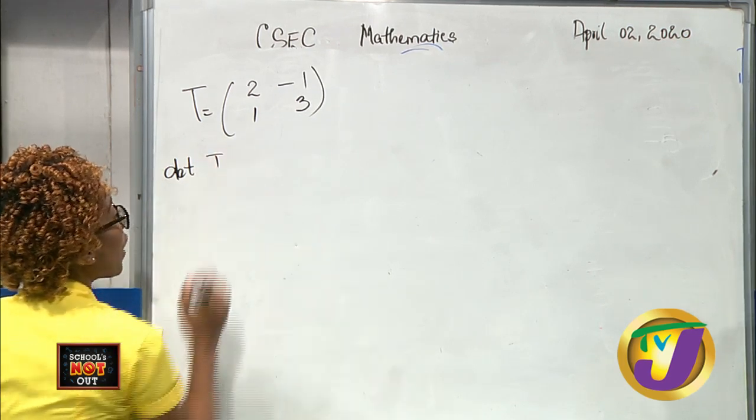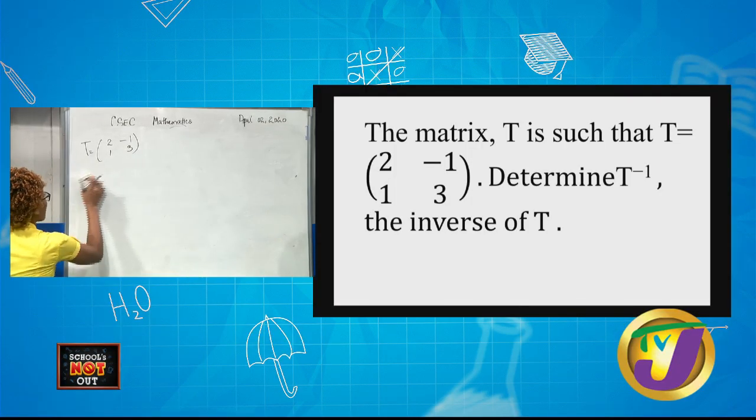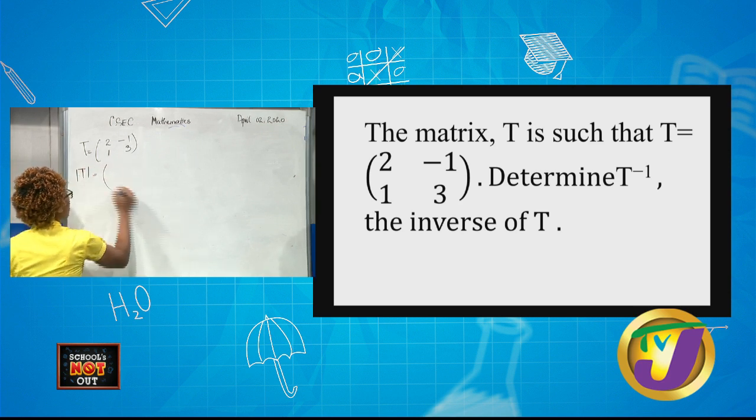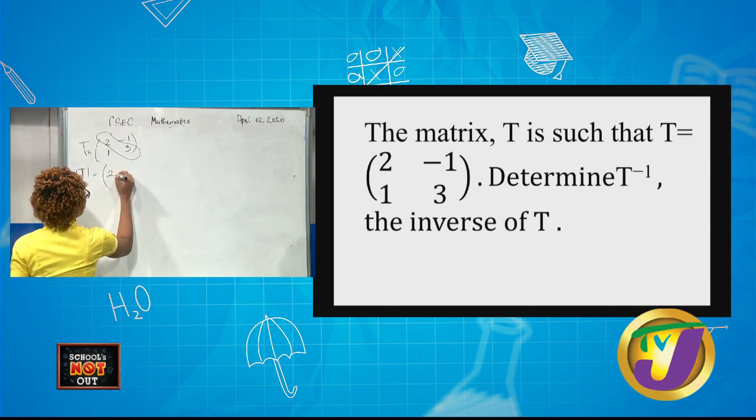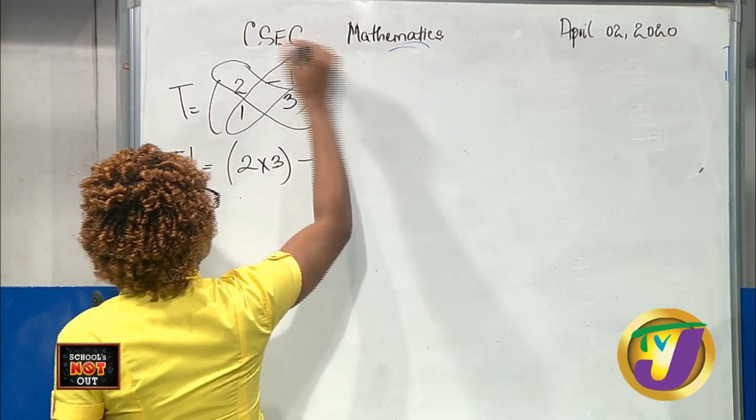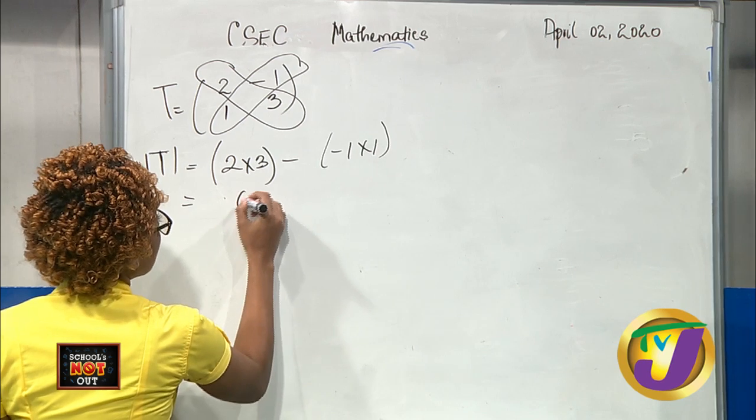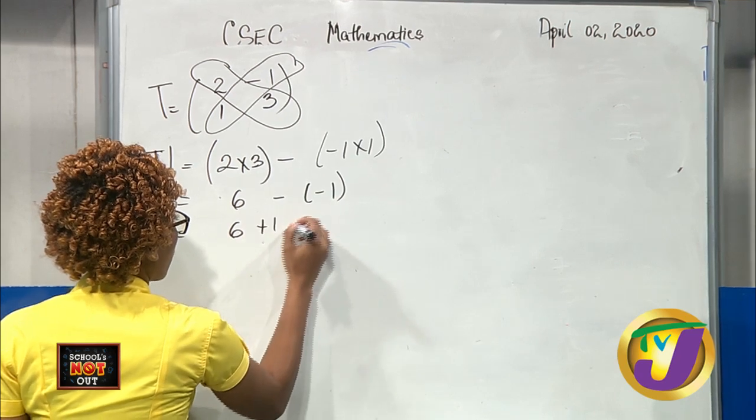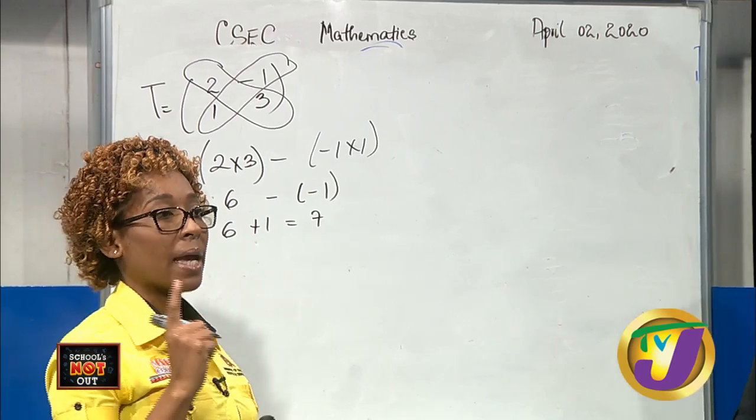So remember, we don't only have to write the determinant of T like that. Let's write it a different way so you can be exposed to both ways. You can also write the modulus of T. We take the product of the elements in our leading diagonal, which is 2 times 3, minus the product of the elements in our non-leading diagonal. So we are left with 6 minus -1, which gives us 6 plus 1, so we are left with 7. So our determinant for T is 7.